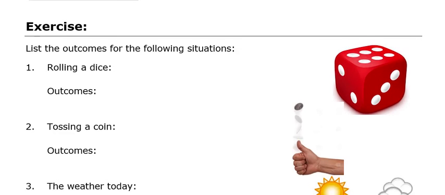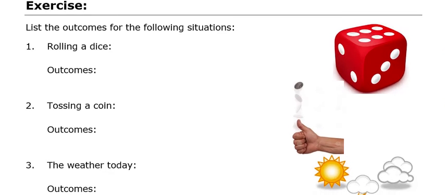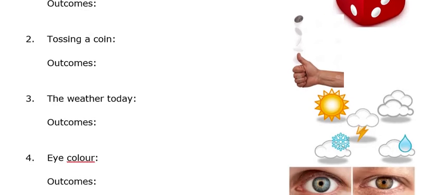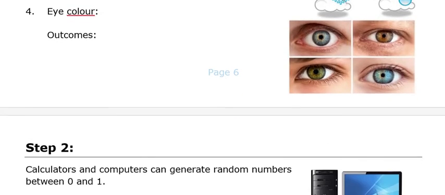Now there are some exercises here for you to do, and I want you to list all of those outcomes. So think about, for example, rolling a dice. What would you get? When you roll a dice, what can you get coming up on the dice? When you toss a coin, what are the outcomes that you could get? And so on. So I want you to try these exercises.